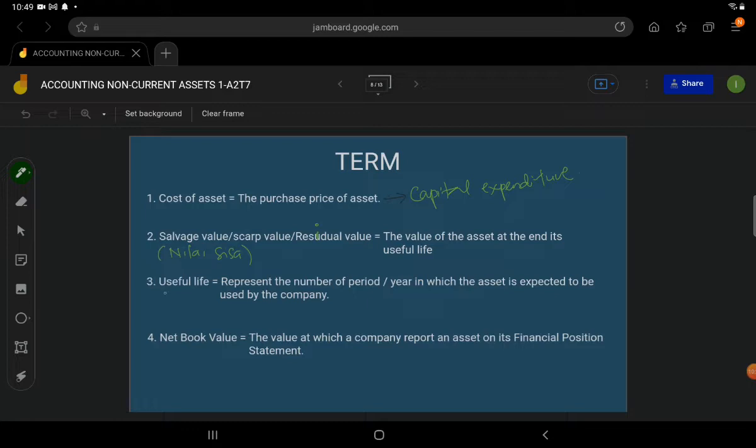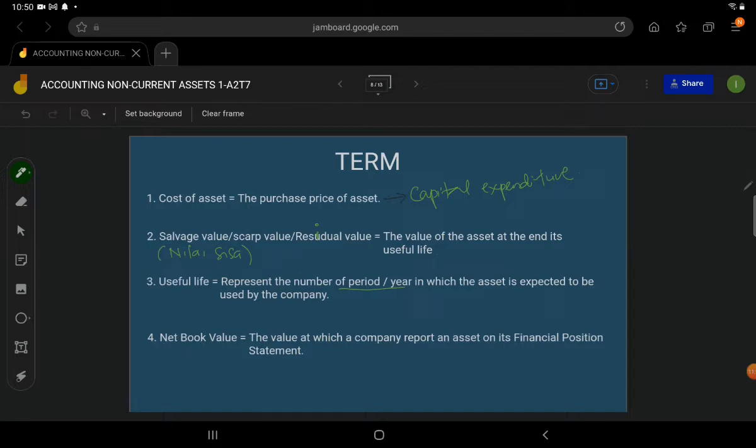Okay, number 3, useful life. Useful life represent the number of period or year in which the asset is expected to be used by the company. So, bila company dia beli fixed asset, cost dia adalah capital expenditure, and then dia ada nilai sisa. Kemudian company tu akan menjangkakan berapa lama usia guna aset tersebut. Okay, mungkin company jangkakan aset yang dibeli digunakan untuk tempoh masa 10 tahun, 5 tahun, okay, 15 tahun. That is useful life.